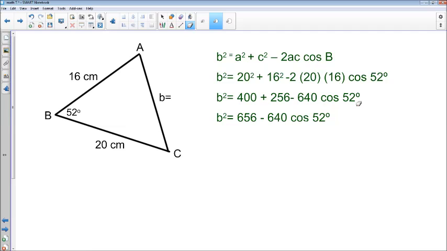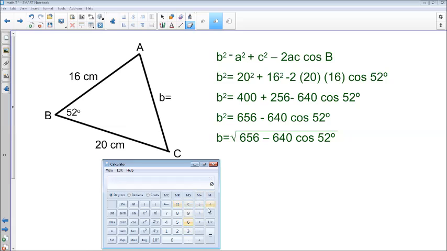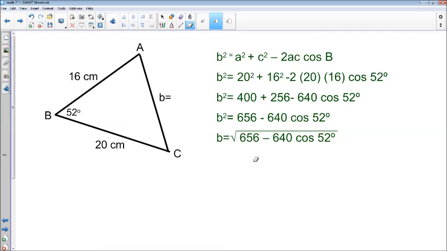And now you have to get rid of the b squared. So what you have to do is take the square root of the whole expression, which is 656 minus 640 cos 52 degrees. And then just plug that into the calculator to get the answer. And your answer is 16.2 centimeters. So for side b, it would equal 16.2 centimeters.